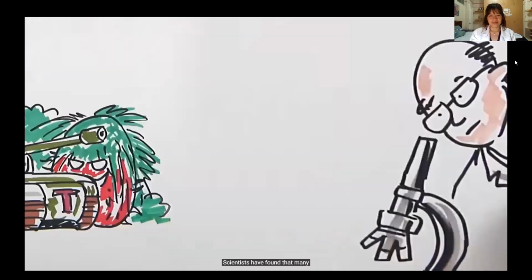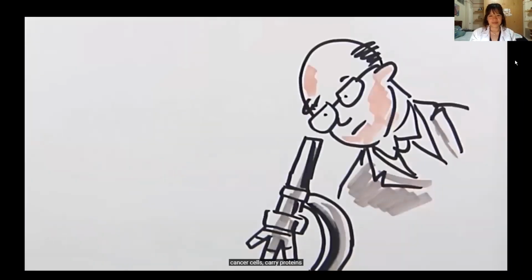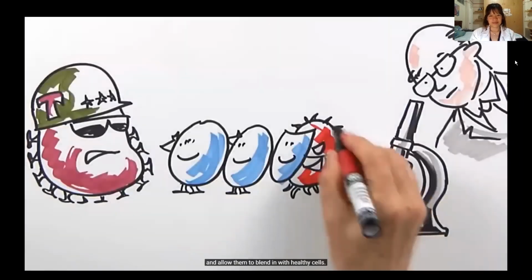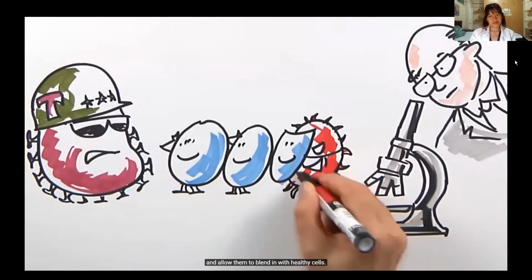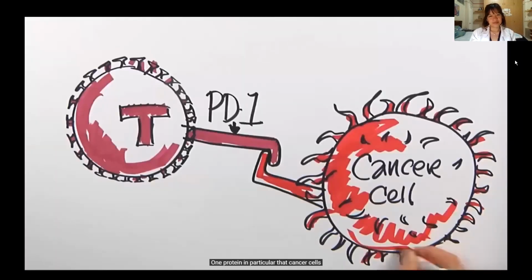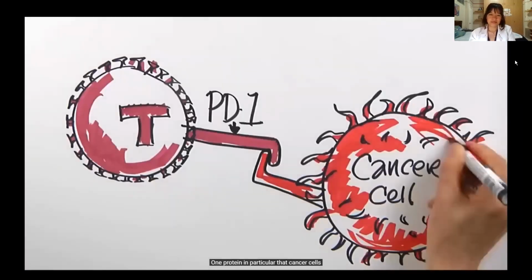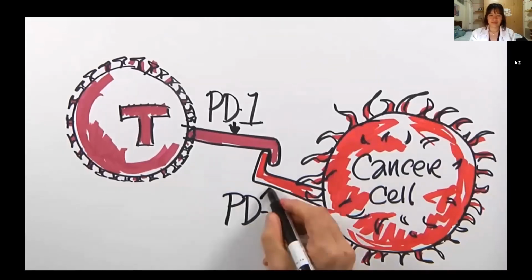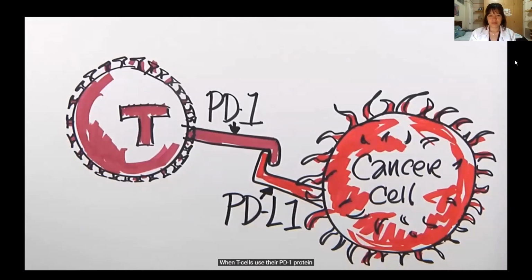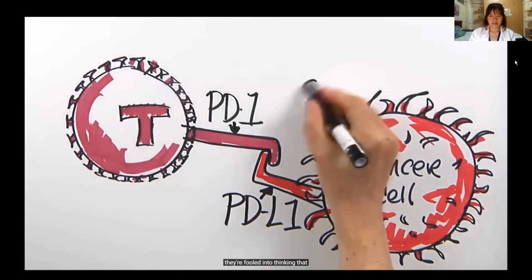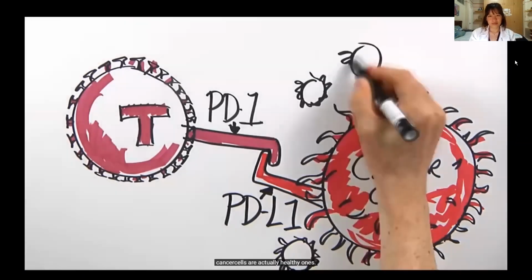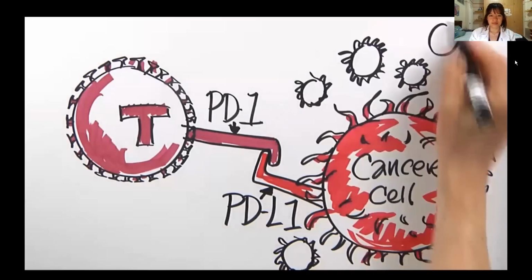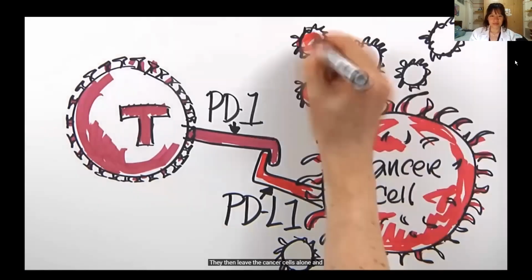Scientists have found that many cancer cells carry proteins that act like masks and allow them to blend in with healthy cells. One protein in particular that cancer cells use for this deception is called PDL1. When T cells use their PD-1 protein to latch onto cancer cells' PDL1 protein, they're fooled into thinking that cancerous cells are actually healthy ones. They then leave the cancer cells alone and allow them to go on multiplying in the body.